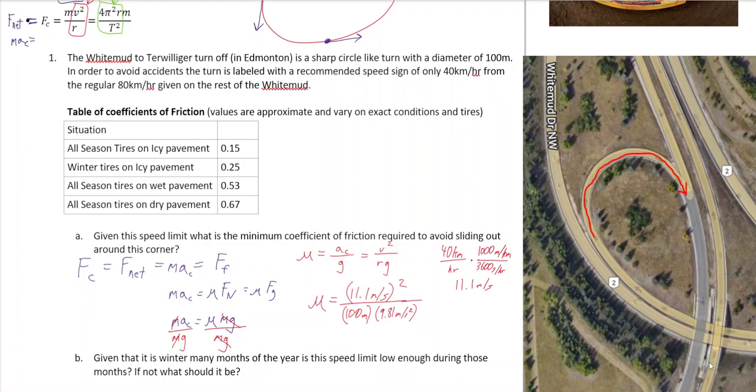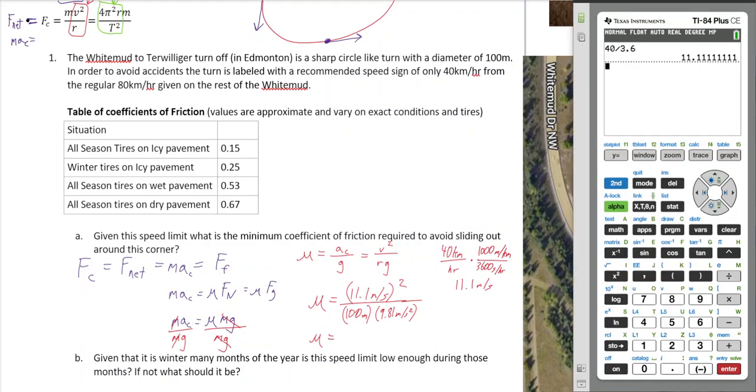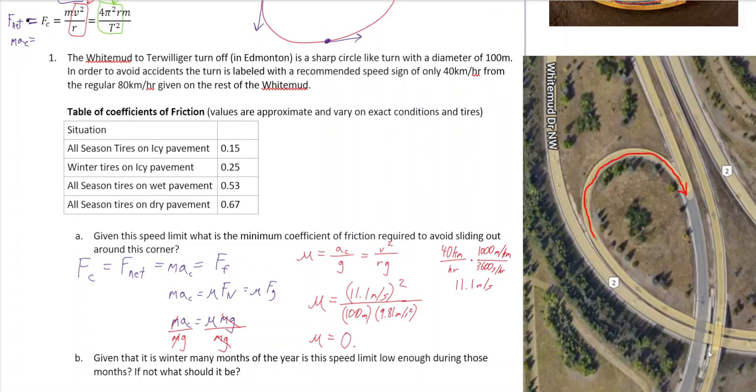So when we put that all into our calculator, that squared over 100 times 9.81, we get 0.1258. Okay, so that is the minimum required coefficient of friction to avoid sliding out.